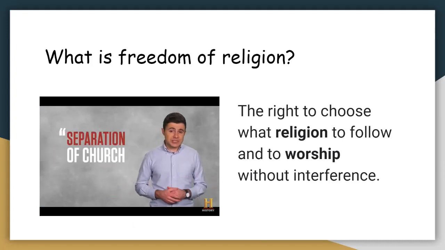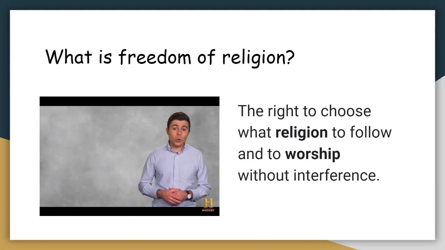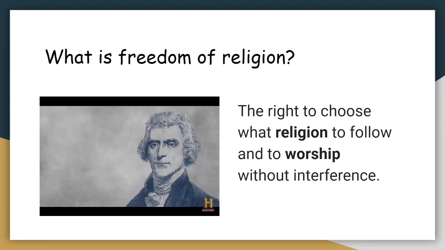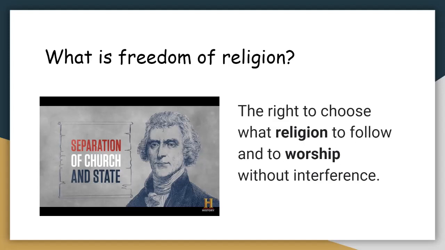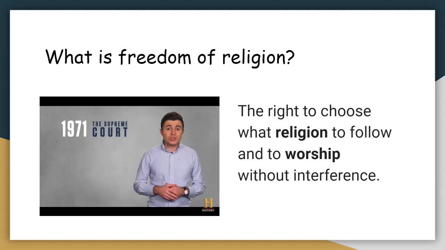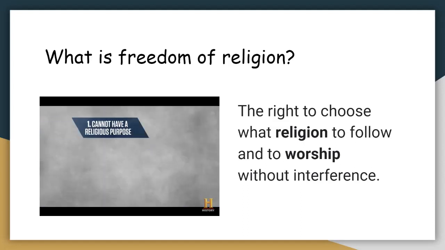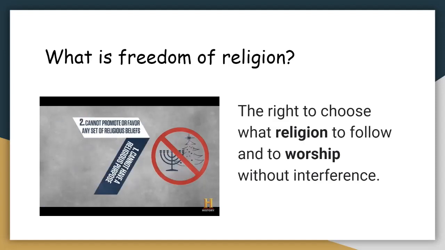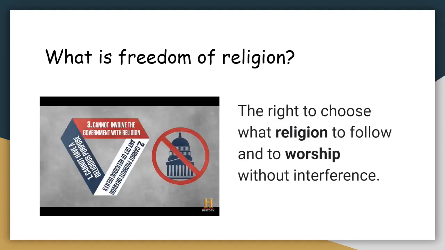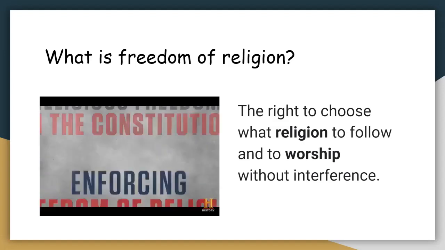The phrase separation of church and state wasn't actually included in the Bill of Rights or the Constitution. Thomas Jefferson used the phrase in an 1802 letter to the Danbury Baptist Association. Then in 1971, the Supreme Court in Lemon v. Kurtzman created a three-pronged criteria to ensure government policies or acts do not violate religious freedoms. First, a policy cannot have a religious purpose. Second, it cannot end up promoting or favoring any set of religious beliefs. And third, it cannot overly involve the government with religion.